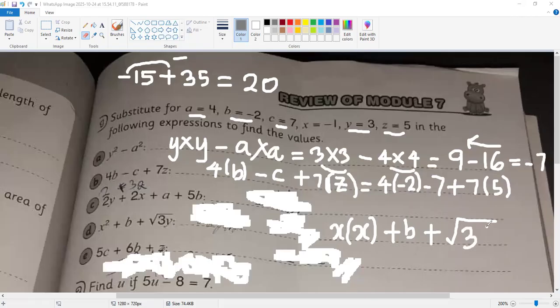Okay, so root 3y. 3y means 3 times y. So root 3y.